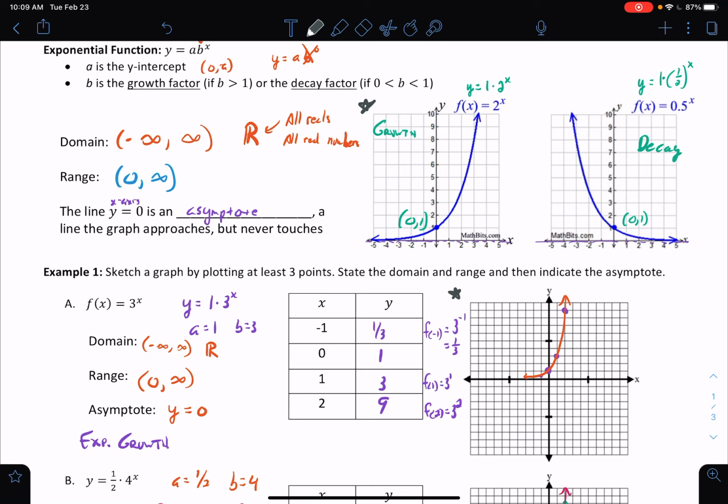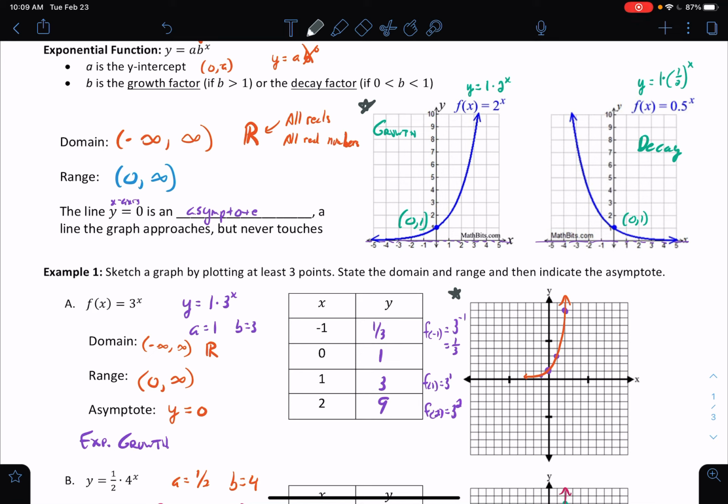All right, which makes sense. I mean, it's growing at a faster factor. This one's only doubling each time. This one is tripling each time. So f of x equals 2 to the x is doubling each time. F of x equals 3 to the x is tripling each time. All right, so that's going to be steeper.